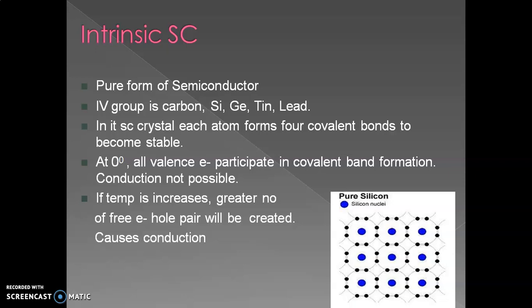In its semiconductor crystal, each atom forms 4 covalent bonds. That means this crystal structure becomes stable because there are 4 valence electrons in the outermost orbit, forming 4 covalent bonds. It makes a bonding called covalent bonding. That means it is a very stable element.